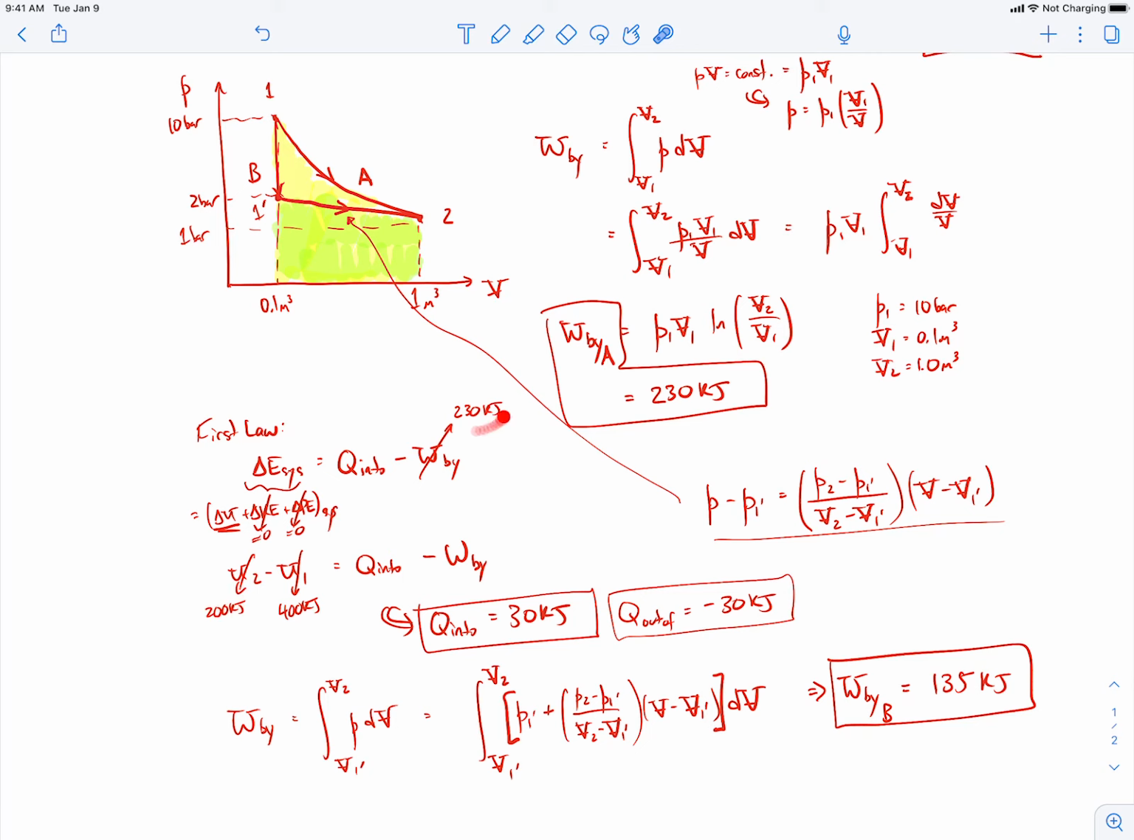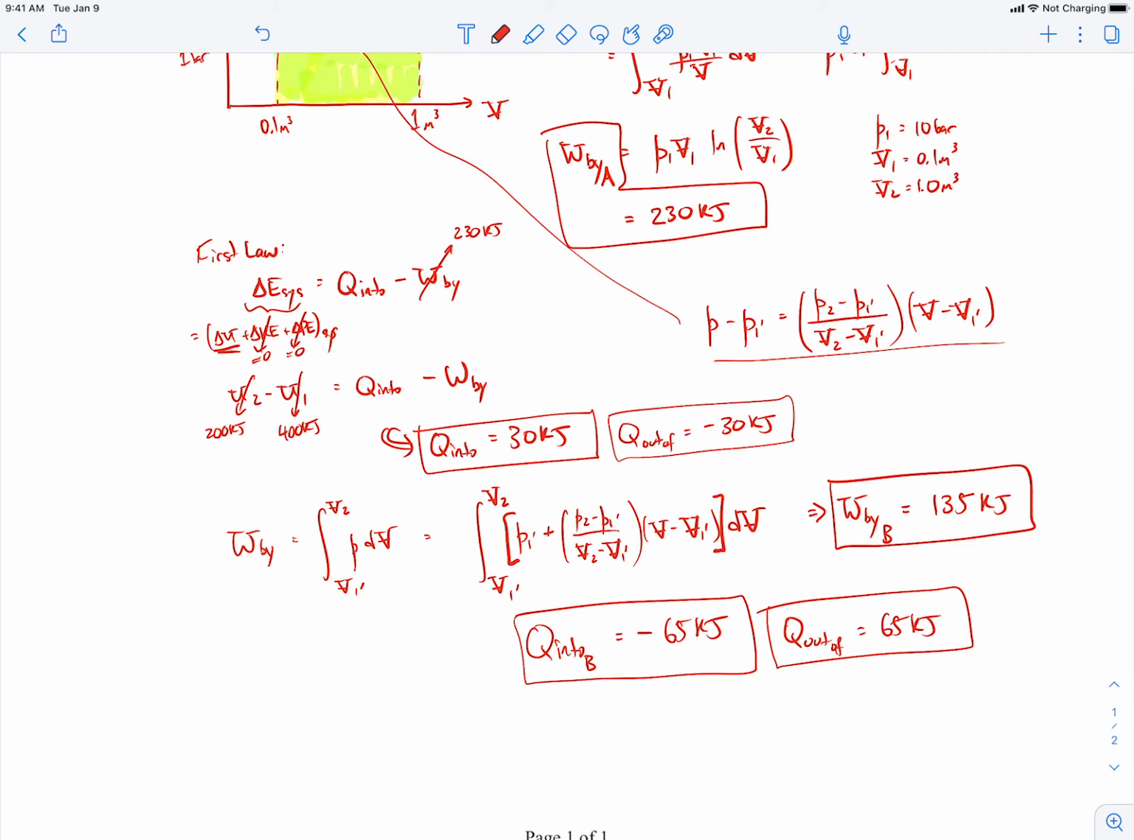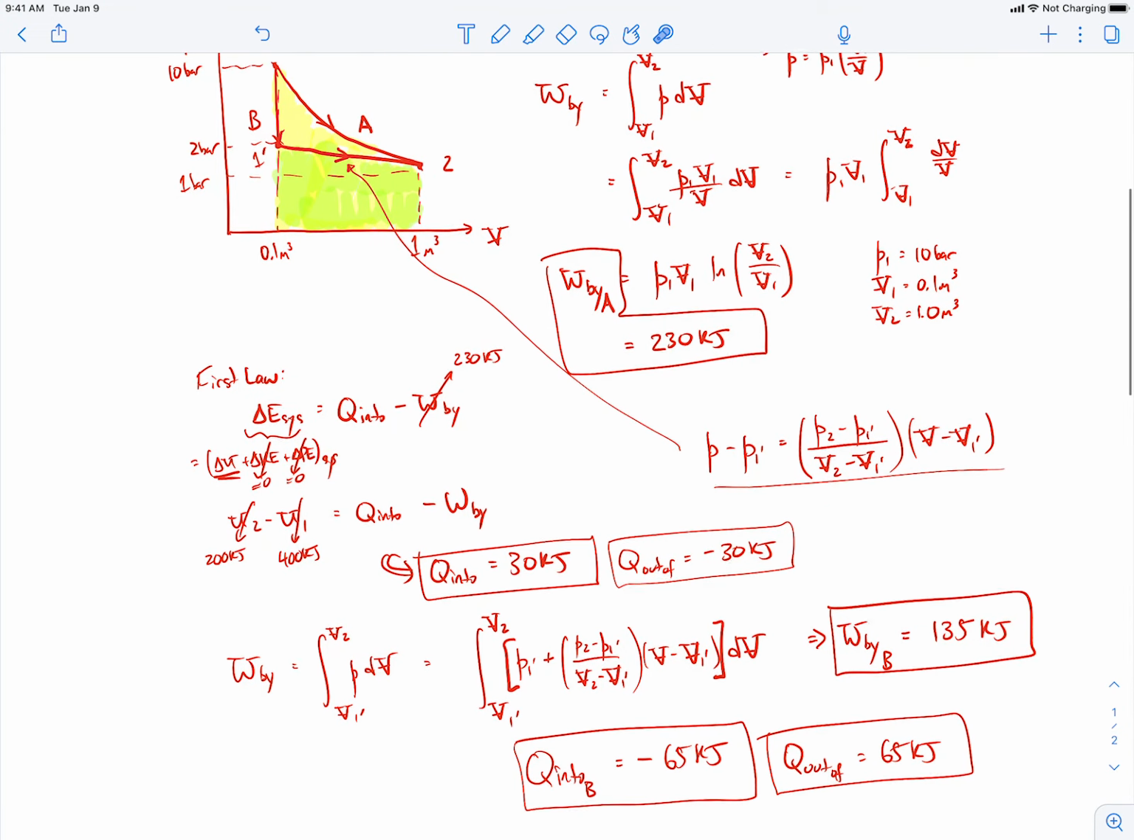The work now, instead of being 230 kilojoules, is now 135 kilojoules. So we'd put 135 in here instead. And then we'd solve for the heat transfer. And the heat transfer following process B comes out to be minus 65 kilojoules into the gas. So that means it's actually coming out. So the Q out of would just be 65 kilojoules. Okay, so this means that there's 65 kilojoules of energy going from the gas into the surroundings.